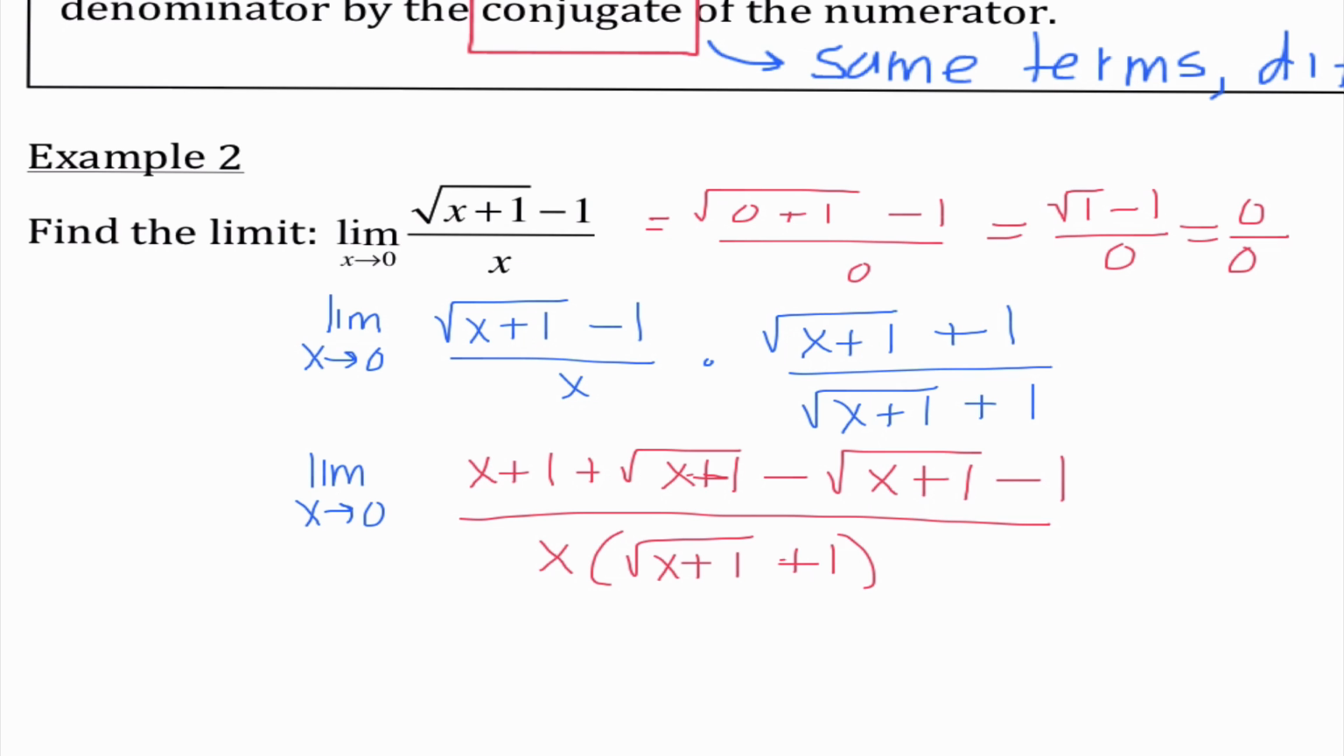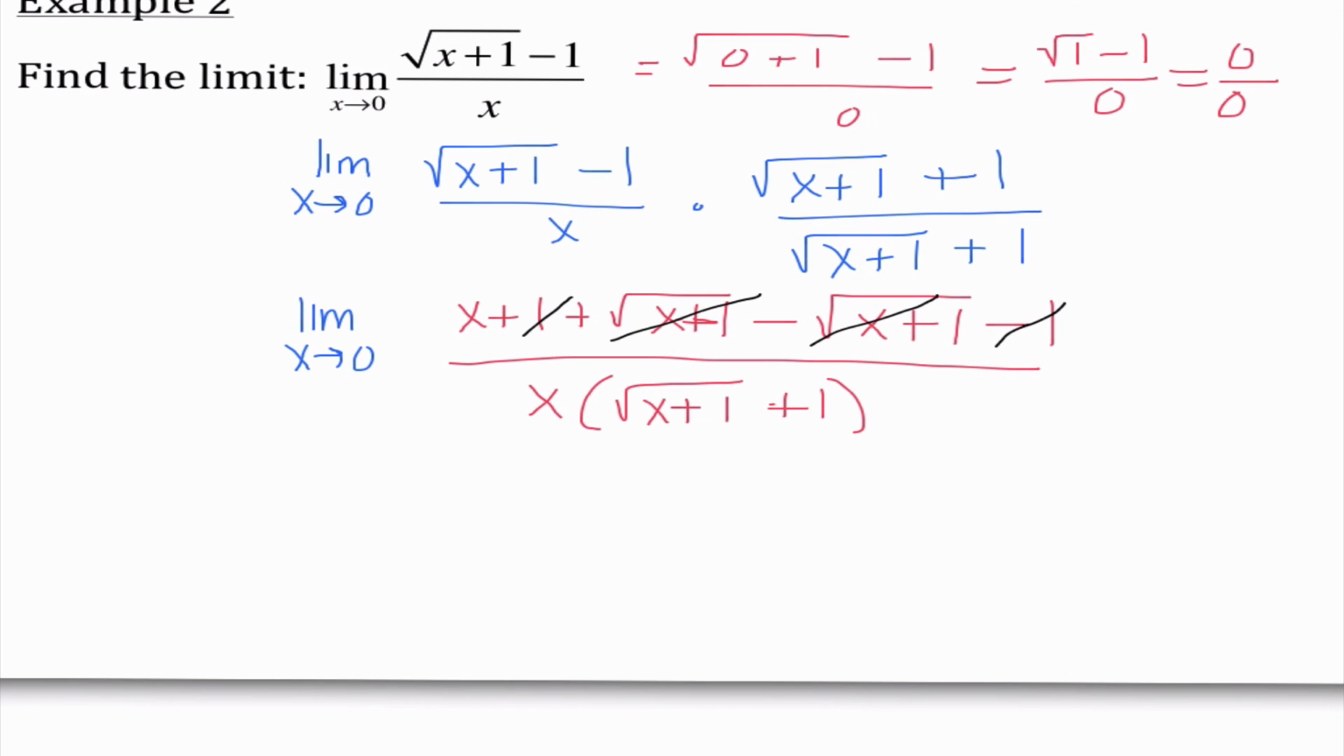And if we look at this, the square root of x plus 1's cancel out and these 1's cancel out. So I'm only left with x over x times the square root of x plus 1 plus 1. So I'm actually going to go ahead and write that. So I have x over x times the square root of x plus 1 plus 1. At this point, I can cancel these out, and I know that that's going to be a 1 in the numerator, and now I can use direct substitution.